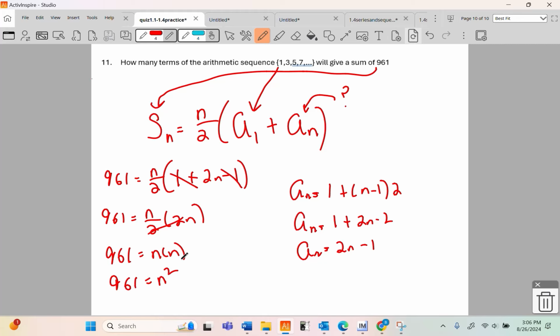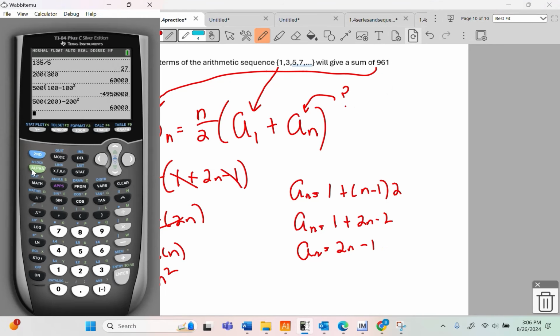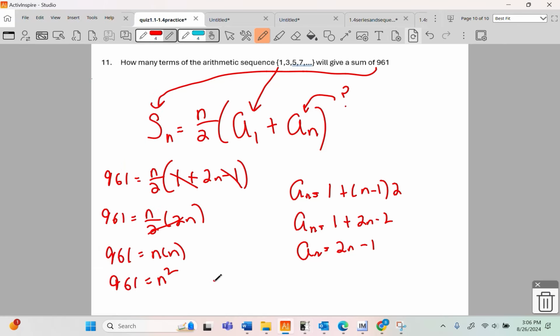Why do I feel like something's wrong with that? It better be 19. Apparently my squares table's off in my head. So let's check my math here. Square root of 961 had best be 19. 31. Boy, I'm off. Where did I get 31? I'm thinking cubes. That's what's going on. 31 squared. Ugh. Been a long day. 31 terms. There you go.